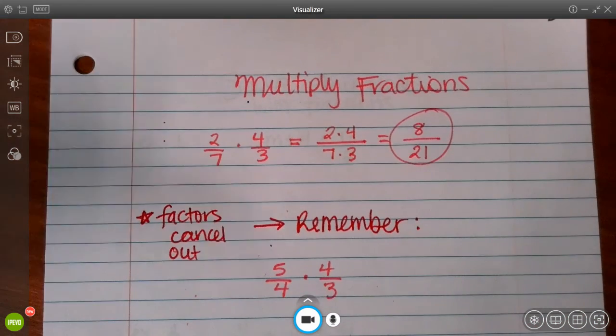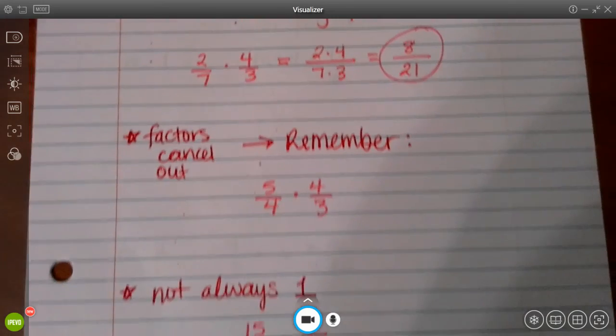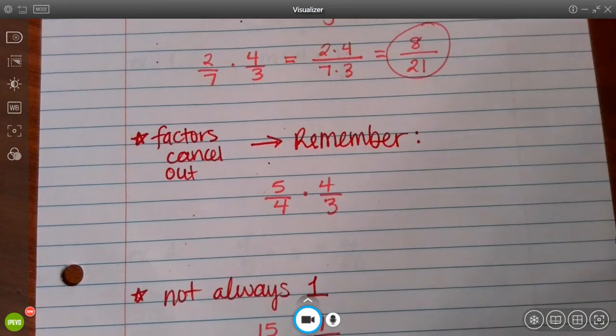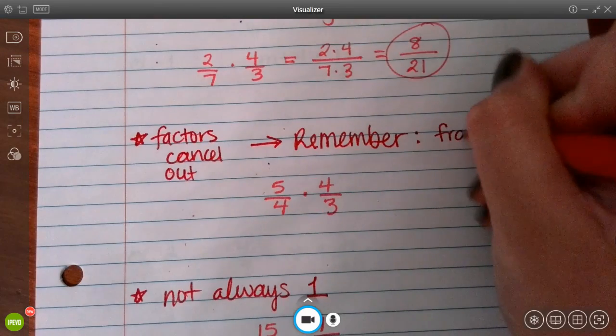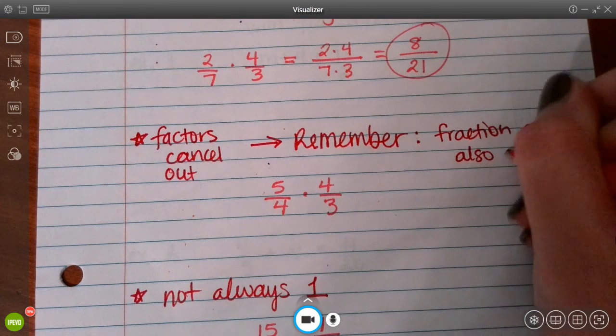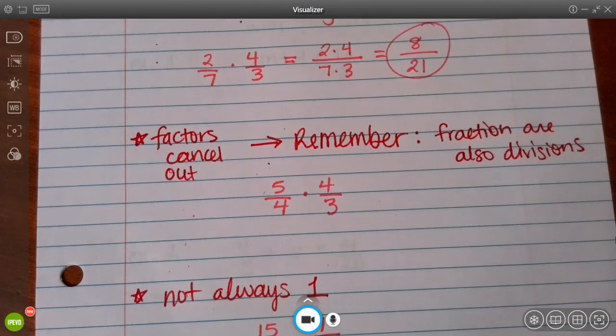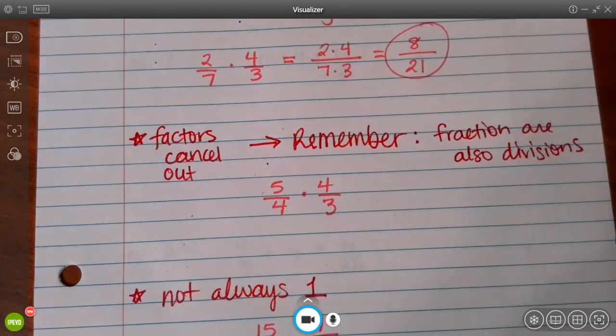Sometimes, however, we'll get some problems where numbers will factor out. We need to remember that fractions are also divisions. They also mean division. So we need to keep that in mind when we're solving these types of questions.